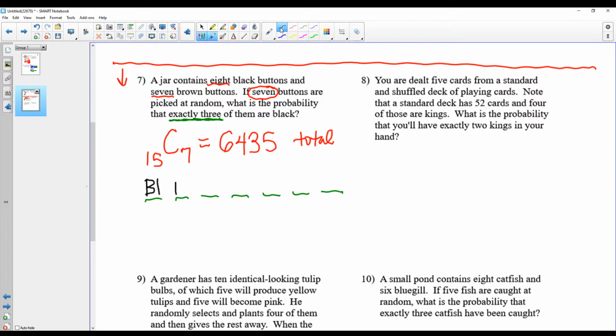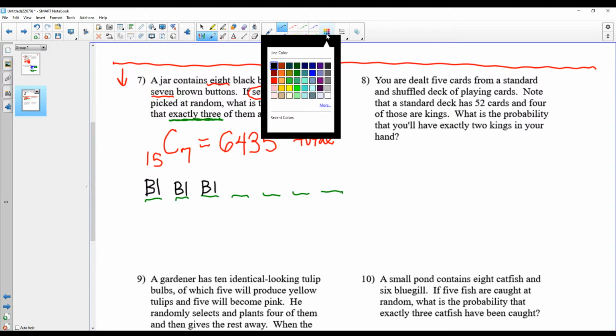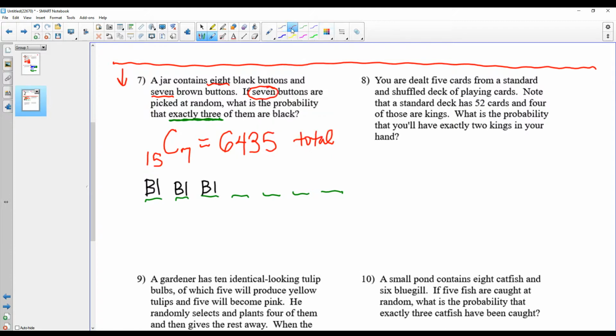We use BL for black. What do the other ones have to be? The other ones have to be brown. They can't be black. If I want exactly 3 black, the other 4 must be brown. The other 4 must be brown.